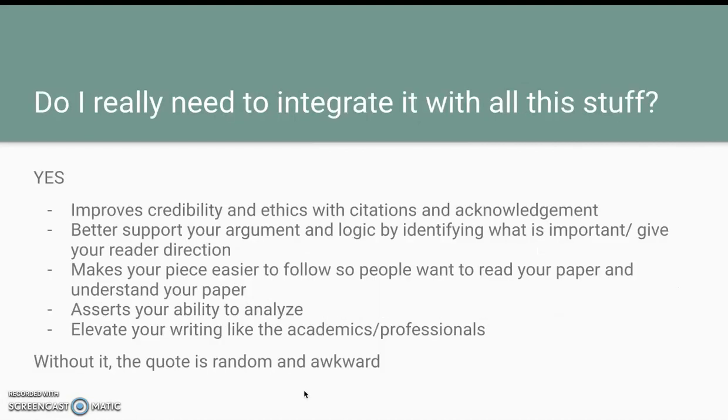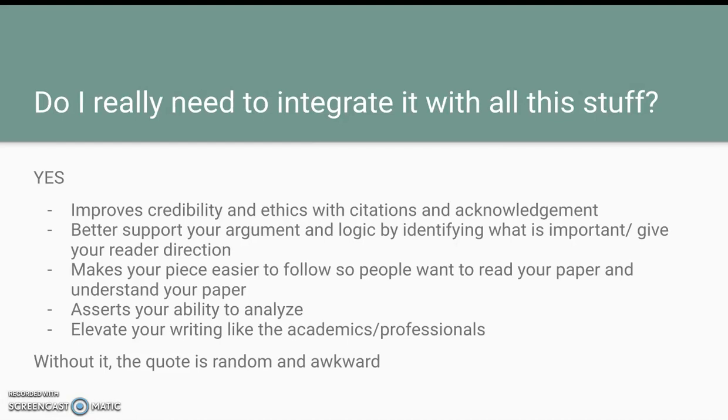So why am I hammering this idea of integrating quotes with explanation and all these parts? I'm sure you've gotten by just saying, according to Smith, or Smith said. It's okay, but it's awkward and frankly quite boring to read. It gets repetitive. By integrating, you improve your credibility and ethics because you're having these citations and giving acknowledgement. You provide better support for your argument and logic because you identify what is important through your explanation. It gives the purpose and direction to the paper.